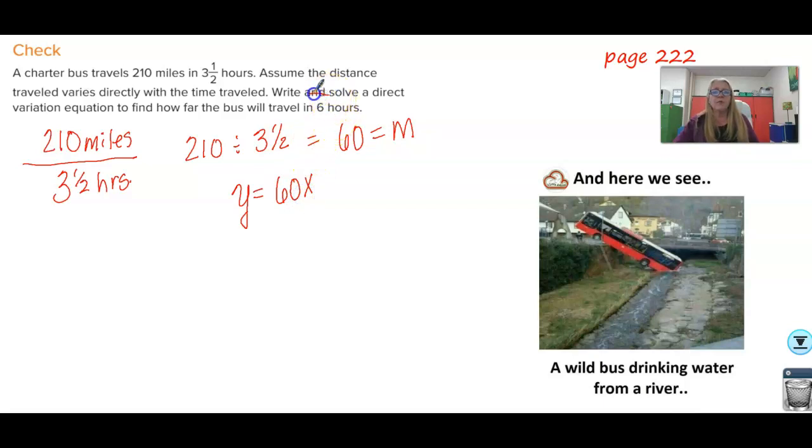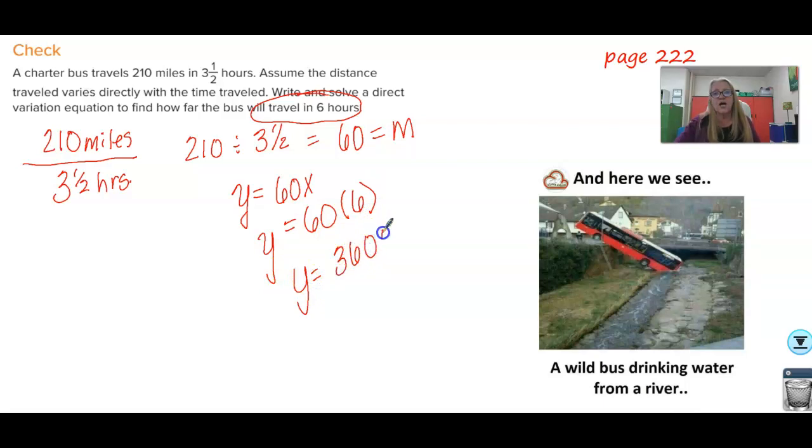It says, how far will the bus travel in 6 hours? Well, x is hours, okay? So it's going 60 miles every hour, all right? And so if we substitute 6 for x, our time, we would find that the bus would travel 3,600 miles in 6 hours. Yes, pretty cool, right? Okay.